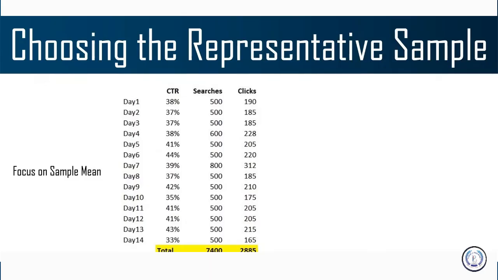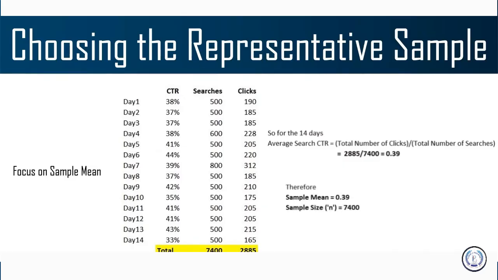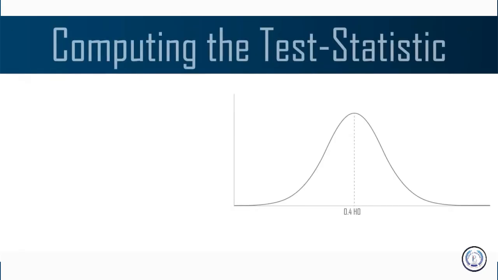So we can see the total searches are 7400, and clicks come out to be 2885. For the 14 days, we come out with the average search CTR, that is the total number of clicks out of the total number of searches, which results in 0.39 as the average search CTR. Therefore, the sample mean comes out to be 0.39 and the sample size is 7400. We have taken a sample of total searches of 7400, so that brings the sample size to 7400. The next step is we need to compute the test statistic.